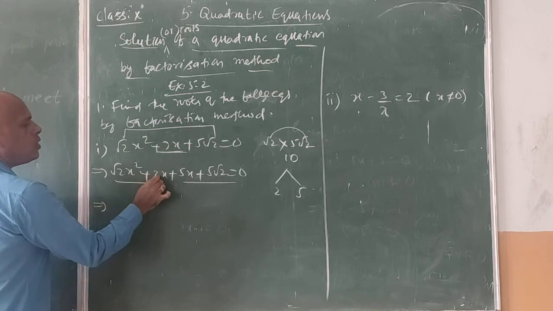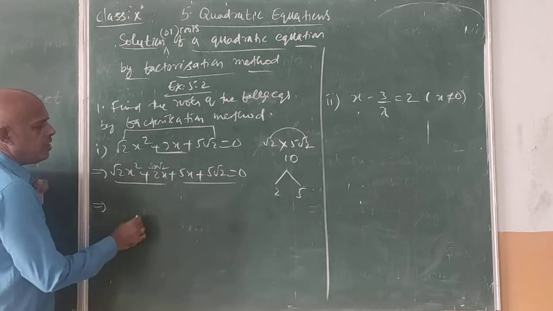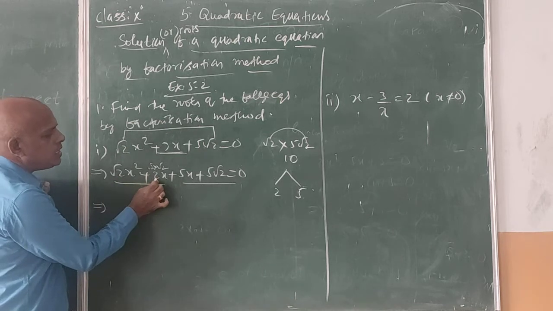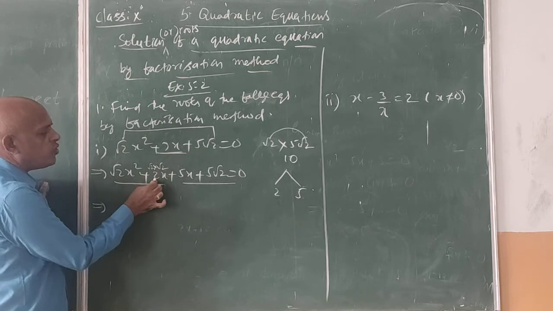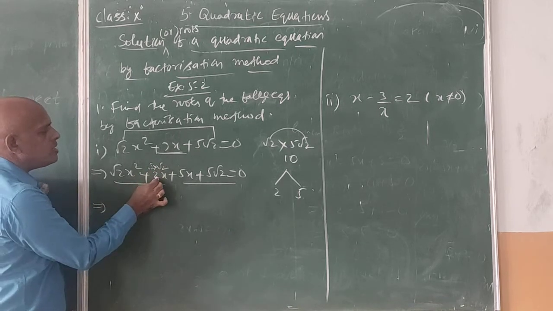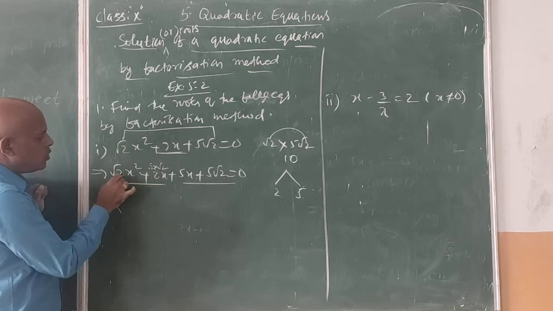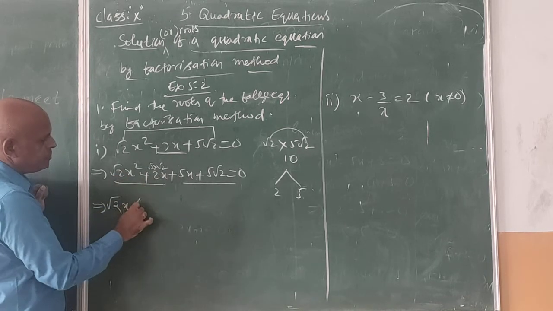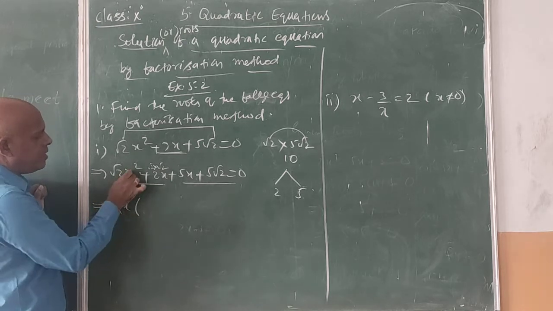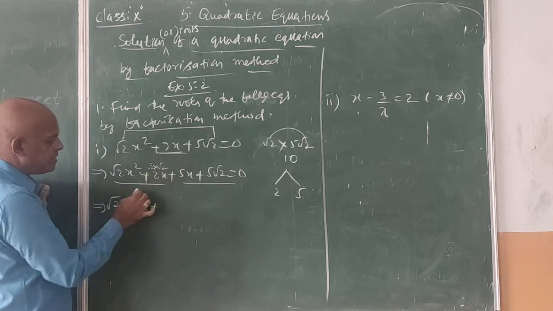You have to understand here that 2 is nothing but root 2 into root 2, because we have to take root 2 as common. Root 4 is nothing but 2, so 2 is root 2 into root 2. Now in both terms we can take root 2. One root 2 is common and also x is common. Root 2 taken common, x taken common, one x is left. Here one root 2 taken common, one root 2 left, and x already taken common.